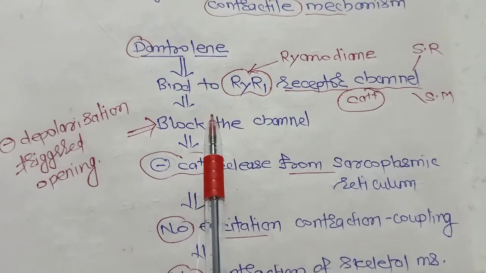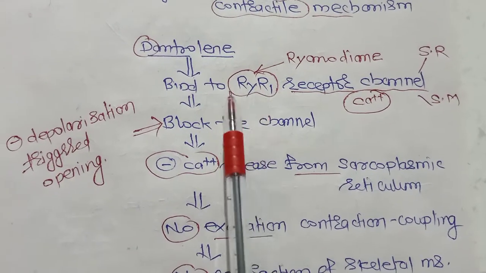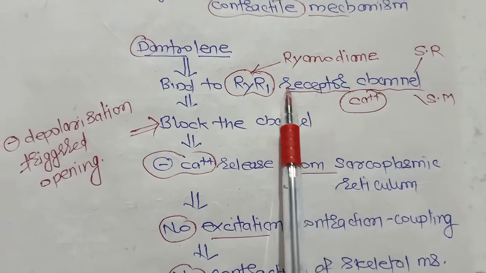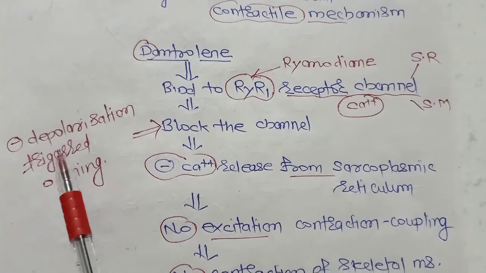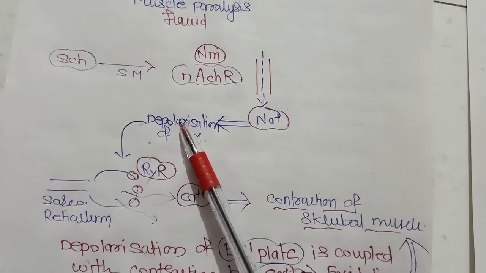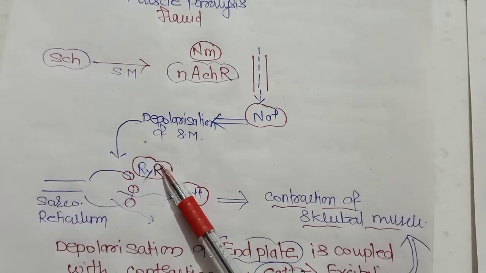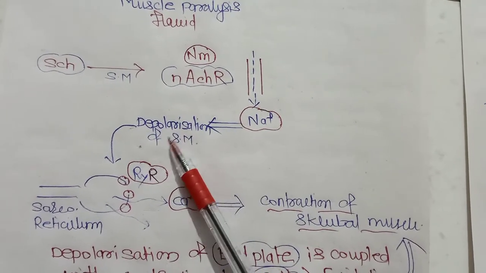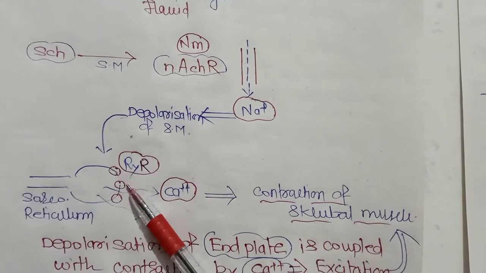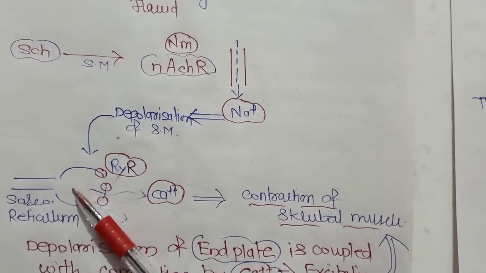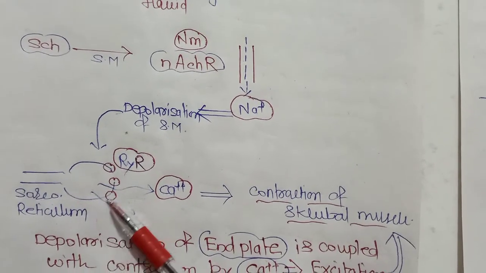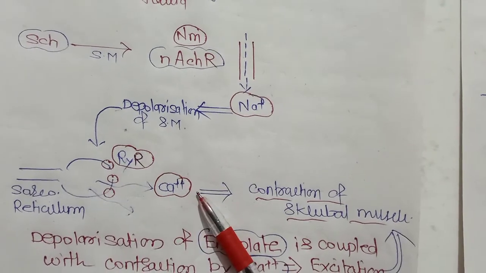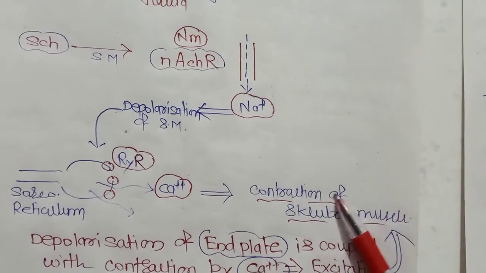So what is it going to block? It is going to block this ryanodine receptor channel, which means it will inhibit the depolarization triggered opening. As we have seen, because of depolarization of the skeletal muscle membrane, there is an activation of the ryanodine receptor present on the sarcoplasmic reticulum, and there is a release of calcium, and this release of calcium causes contraction of skeletal muscle.